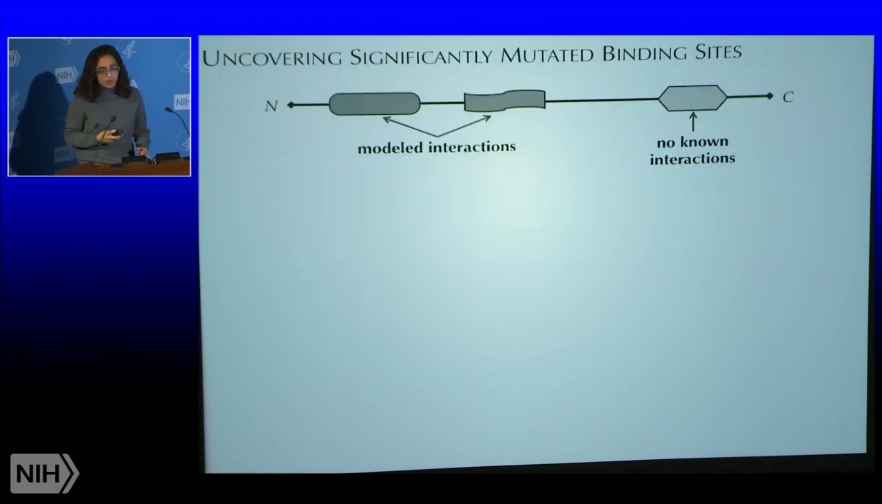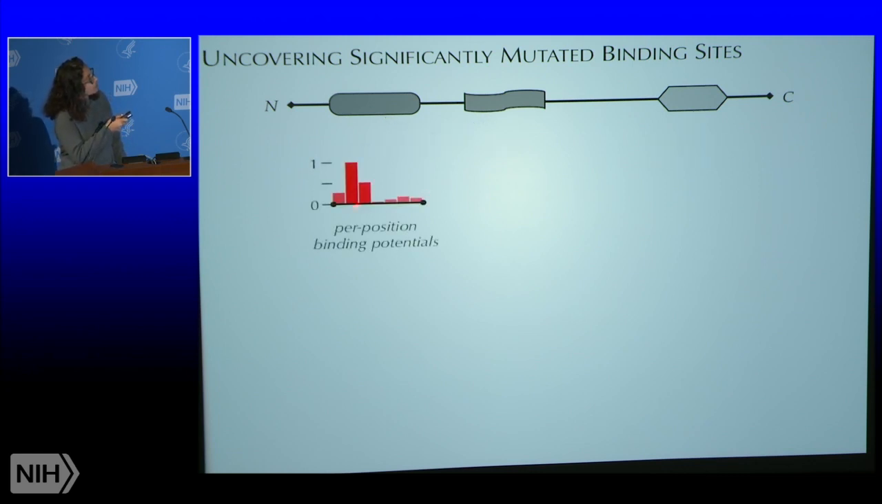Okay, so now what are we going to do with this, going back to the cancer context? What we want to try to do now is to uncover genes that have a significant number of mutations within their interaction sites. We have here a schematic of a protein sequence. We have modeled interactions shown by these shapes, so the first two are modeled. For each of those domains where we have modeling information, we have this 0 to 1 score that's a per-position binding potential, and these scores are shown here by these bars. Now we're going to do analysis again across the tumors in a cohort-based type of analysis, and we're going to see where mutations fall with respect to these positions.